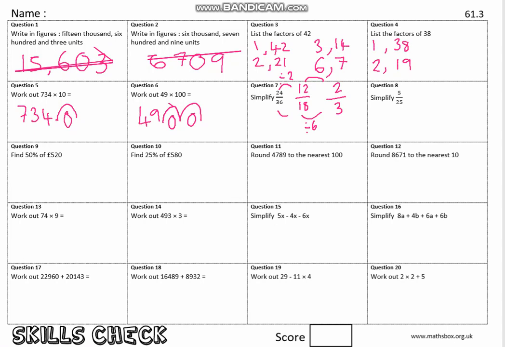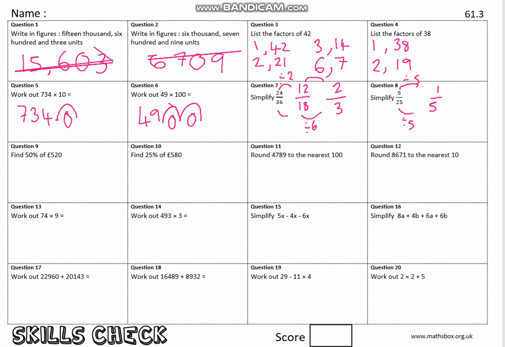Next one is 5 over 25. Now I can't go around halving this one because they're odd numbers, but I can quite easily tell myself that 5 goes into both of these. So if I just divide both of the top and the bottom by 5, I'm going to get my answer. So how many 5s go into 5? Well, only 1. And then how many 5s go into 25? Well, 5. So my final answer would be 1/5.